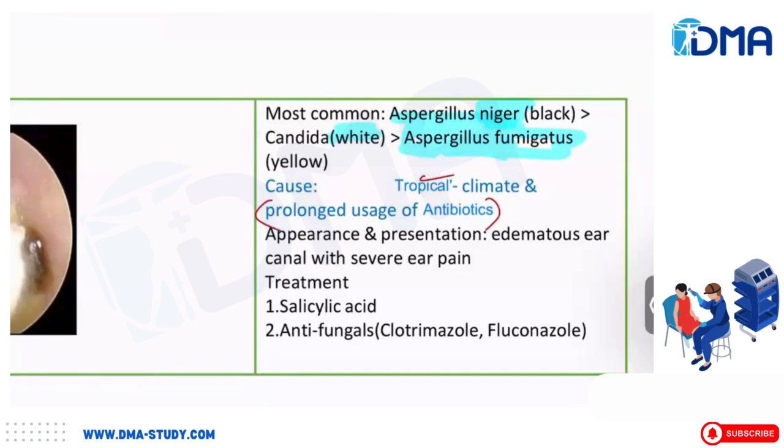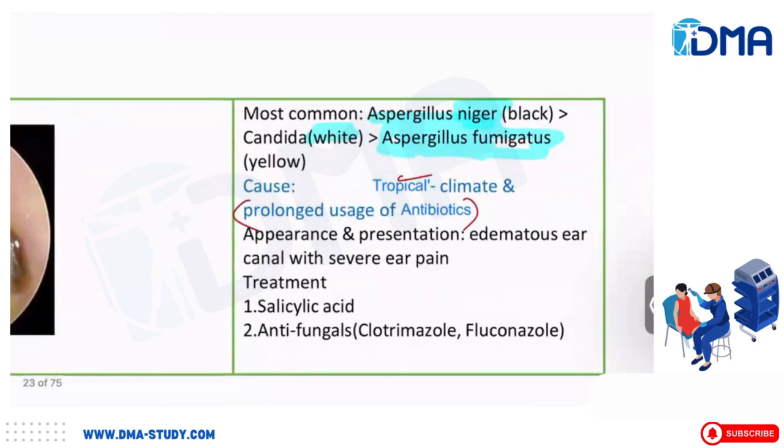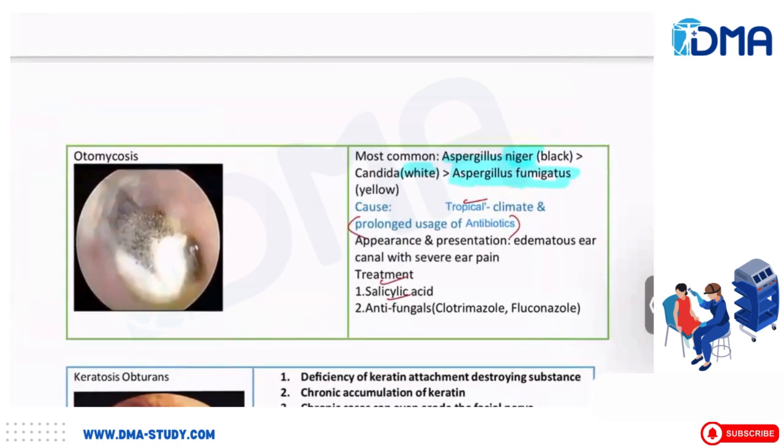So this is the appearance, a wet tissue paper appearance or newspaper appearance or blotting paper appearance, all are the same. The patient will have an edematous ear canal with a typical appearance. The treatment could be salicylic acid or antifungals. Antifungals, clotrimazole or fluconazole, can be prescribed based on the necessity. All right.